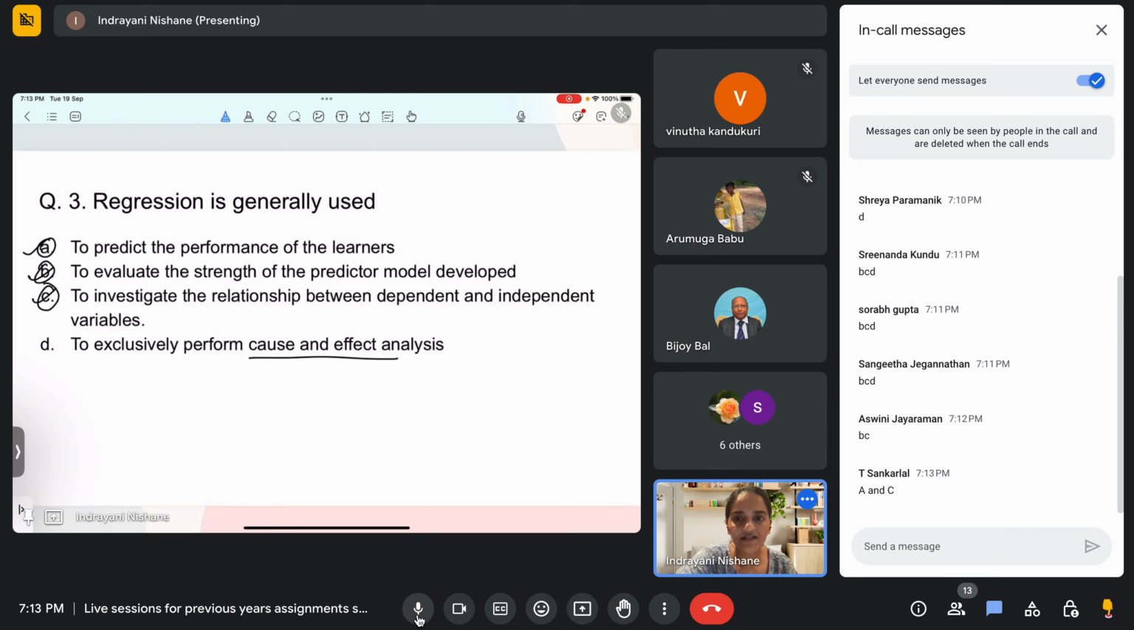It will just give us the strength of relationship, like y is equal to mx plus c. I'll again stick to the same simple equation, where x and y are the independent and dependent variables, and this equation will give us insights about their relationship.